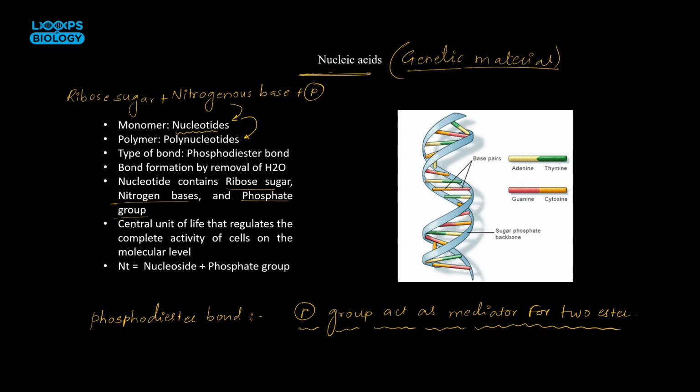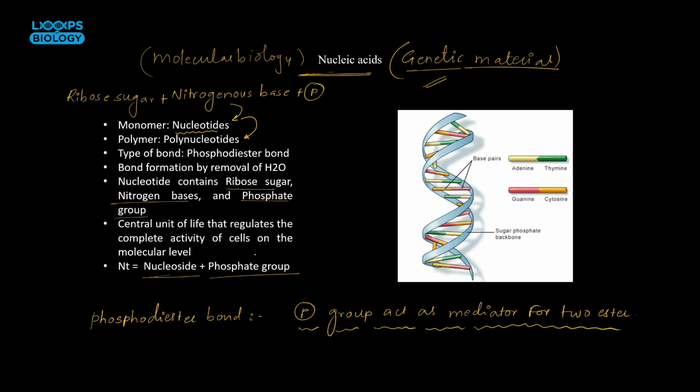The central unit of life that regulates the complete activity of the cell on a molecular level, that is your genetic material. So whenever I'm talking about nucleic acid, most of the nucleic acid is acting as genetic material, and these genetic materials are basically the central unit of life. Alright, this is very, very important as far as molecular biology is concerned. Then the nucleotide is formed by nucleoside and phosphate group.